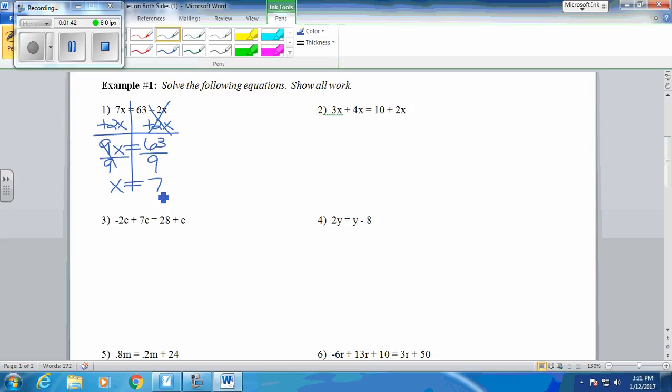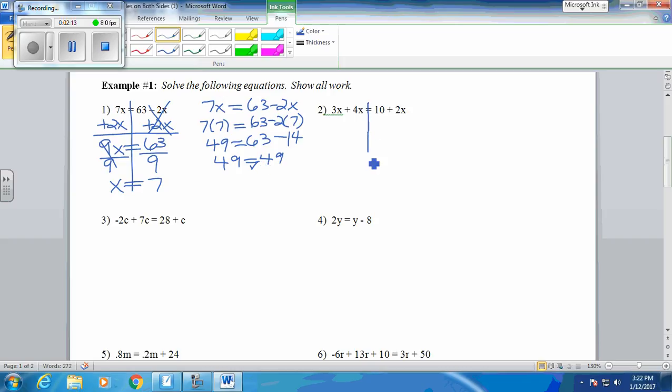You can check these, and you can do more of an informal check, because again, like I said, the great thing about equations is you can check to make sure that you are right. So your informal check is just rewriting your problem again and looking at it and saying, okay, well, 7 times 7, that's going to give me 49, and 2 times 7, that's going to give me 63 minus 14, and is 63 minus 14 going to give me 49? Yes, so I know I checked it out.